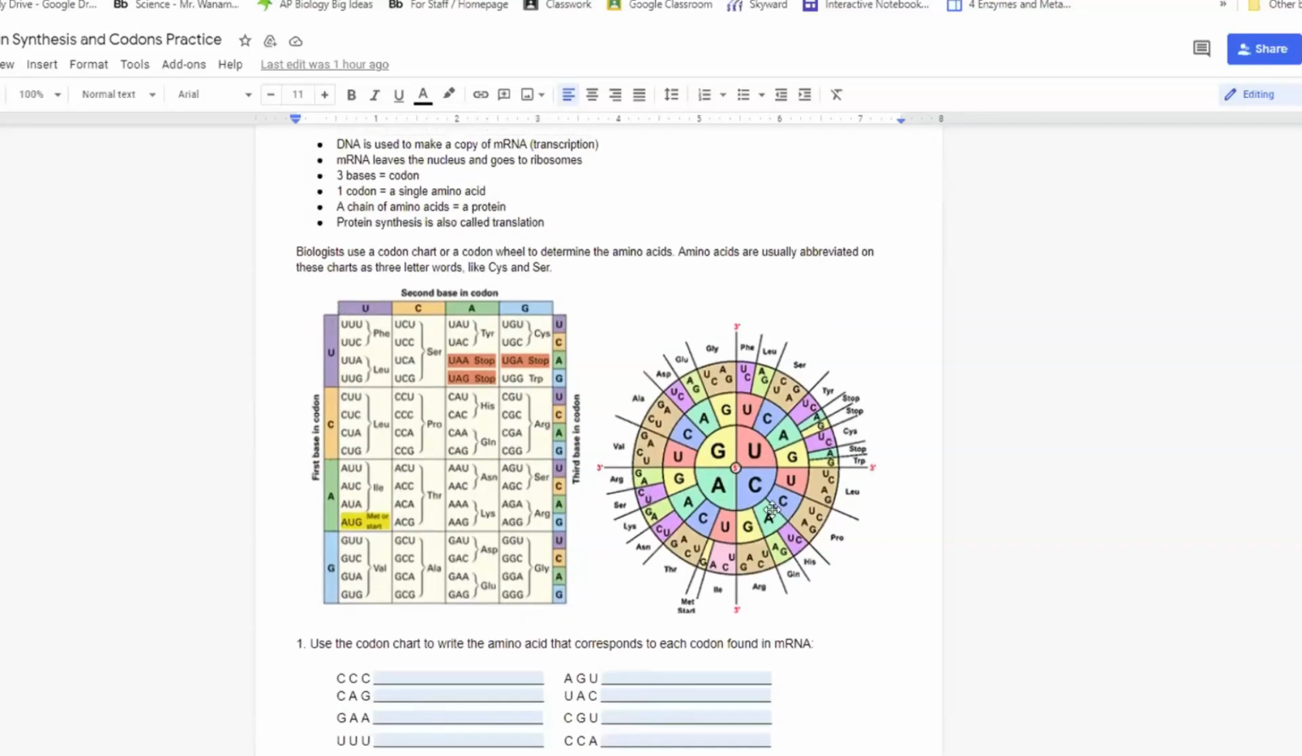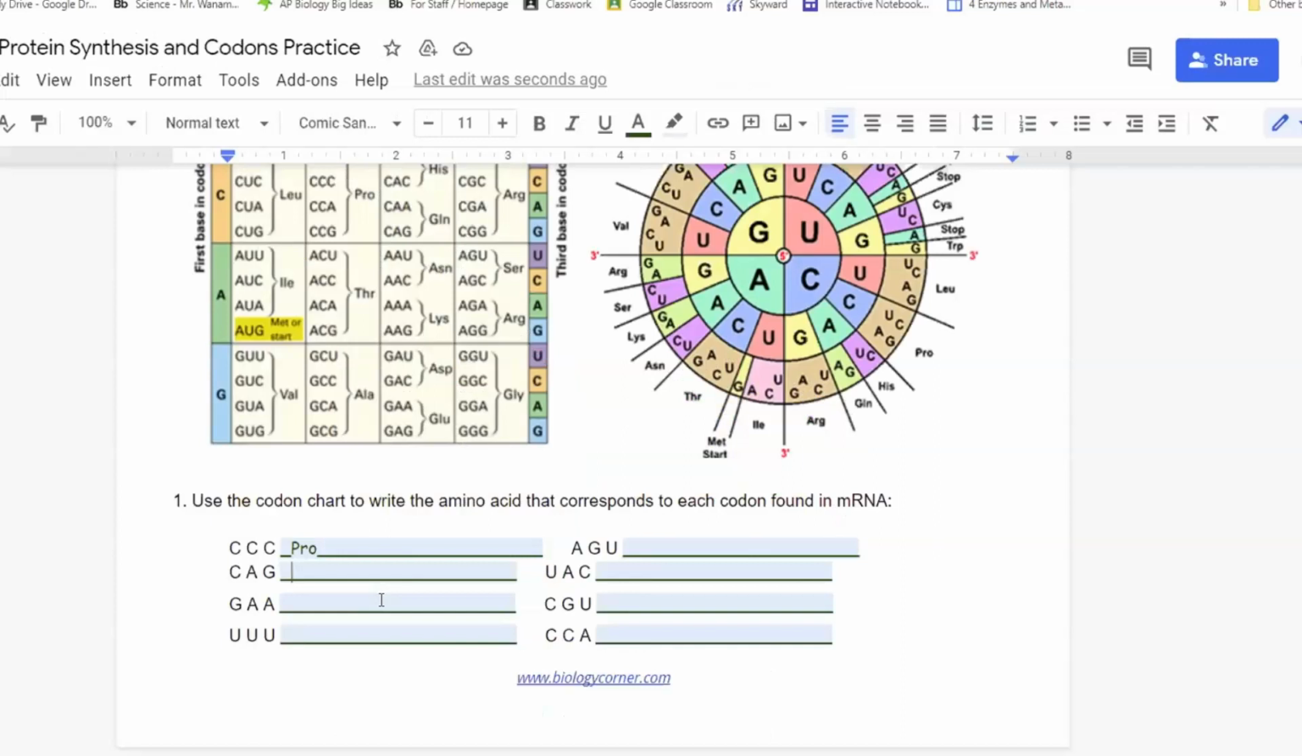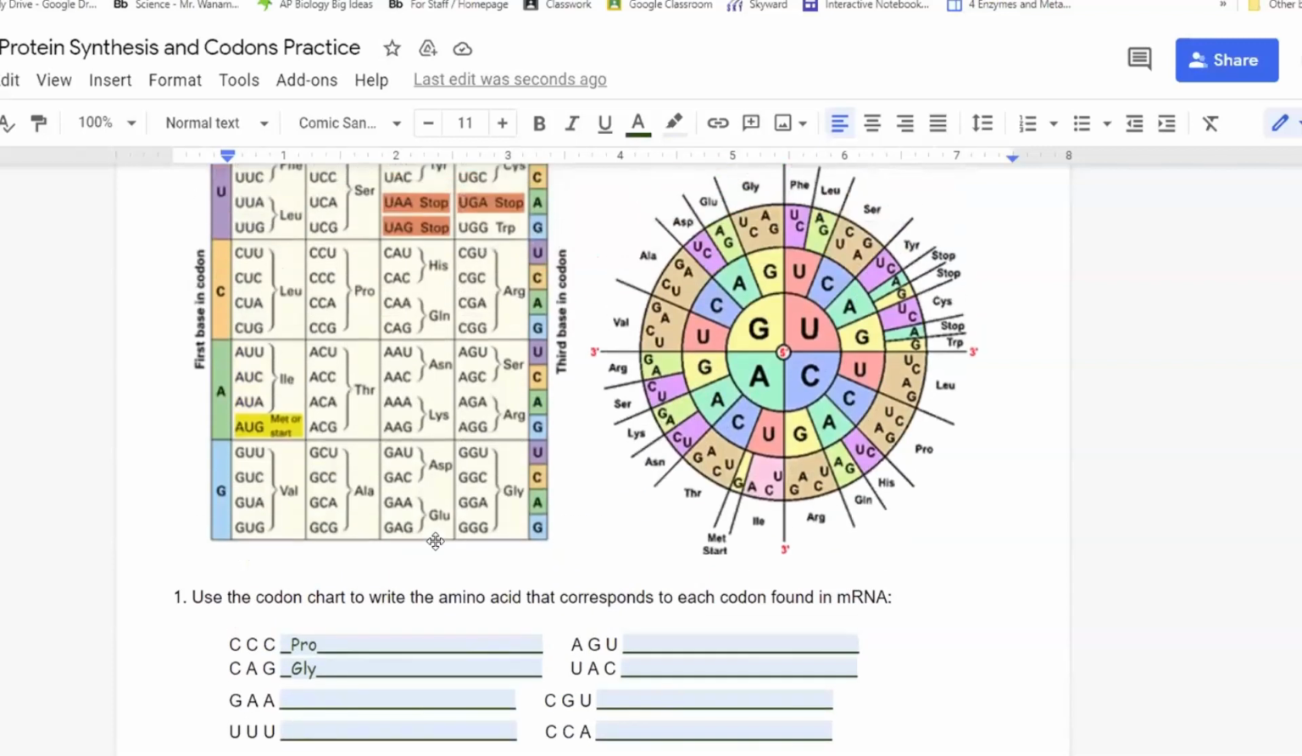So how about we each take a different one? Yeah, it's glycine. Okay. Lee, are you ready with yours? PHE. Oh, phenylalanine. And then Jack, did you have AGU? Yeah, it was like the SER one. Serine. And then Natasha, UAC. TYR. Tyrosine.